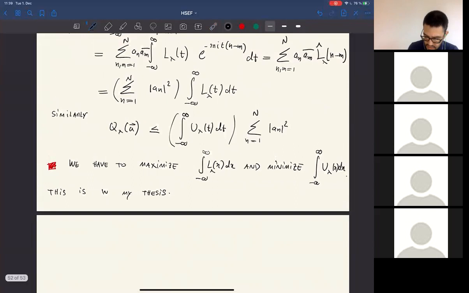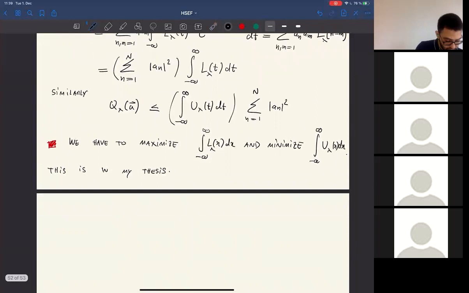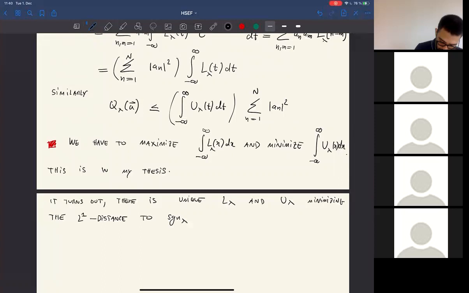And it turns out, oh, sorry, any questions so far? Okay, so it turns out that there is a unique L lambda and U lambda minimizing, which is what we want to do, the L1 distance. That's what we want to do. We want to minimize the L1 distance to this function, knowing that these guys are one-sided, that L lies below and U lies above.